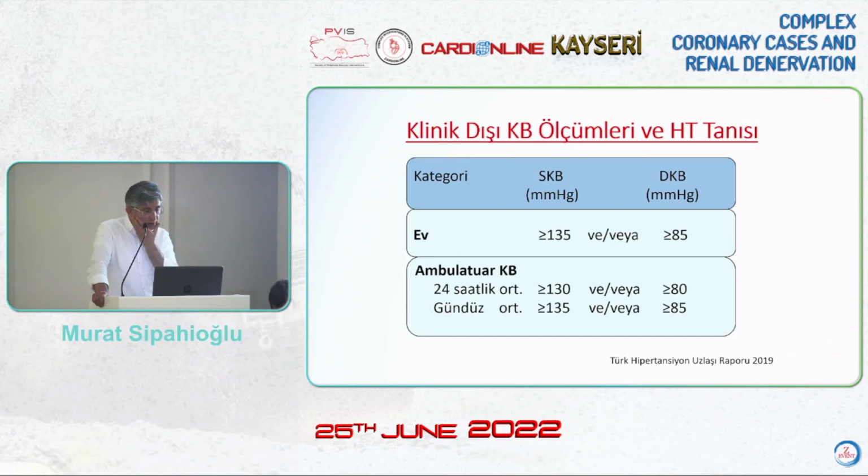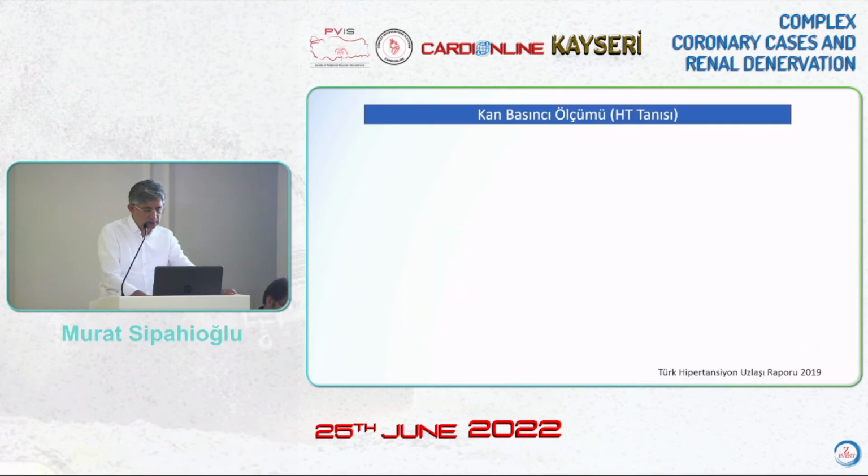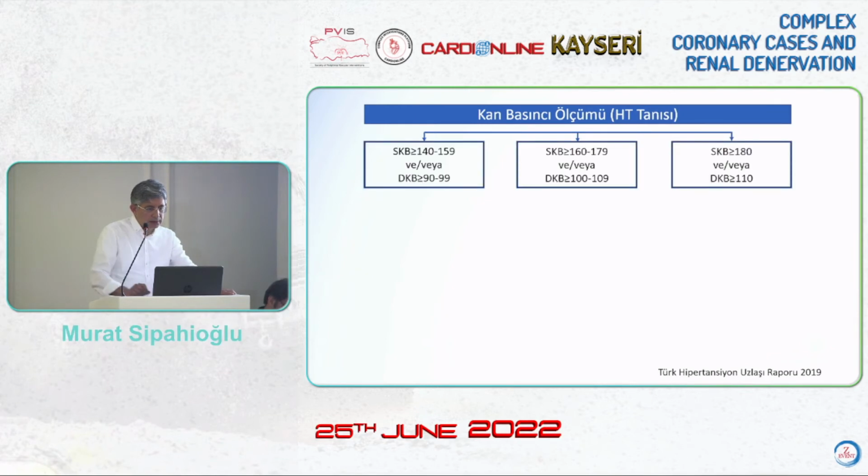As for the non-clinical blood pressure measurements and hypertension diagnosis, at home, 135 or 85. More than this is hypertension, and at the ambulatory measurements, 130 or 80 is the 24 hours average. And it is the threshold for the hypertension. Now, what do we encounter with a high blood pressure measurement?